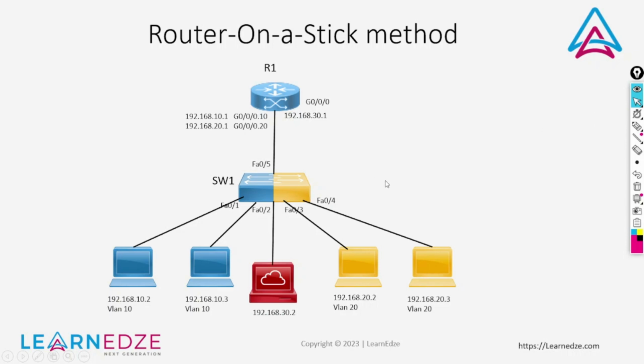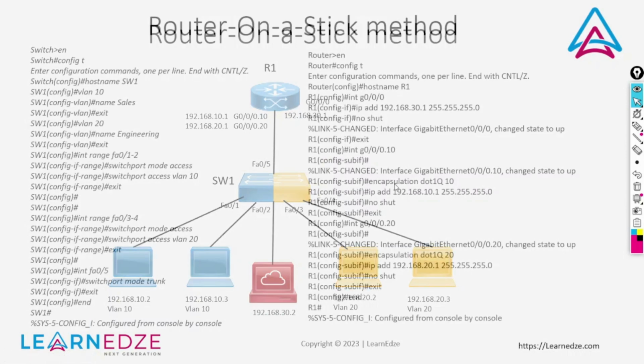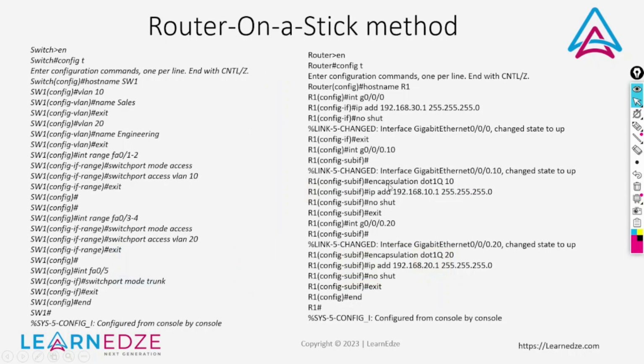Here is the scenario that we have discussed earlier in the Packet Tracer scenario, and these are the configuration commands for the switch and the router R1. You can pause the video and write down these commands.